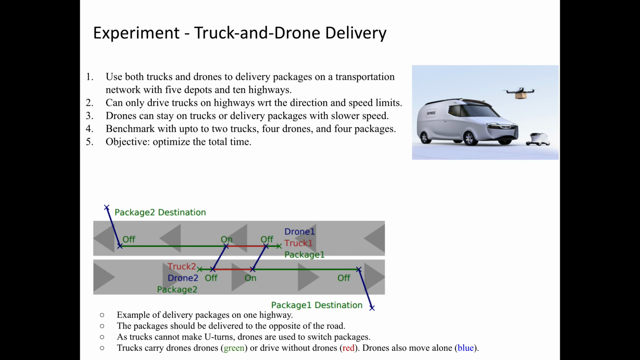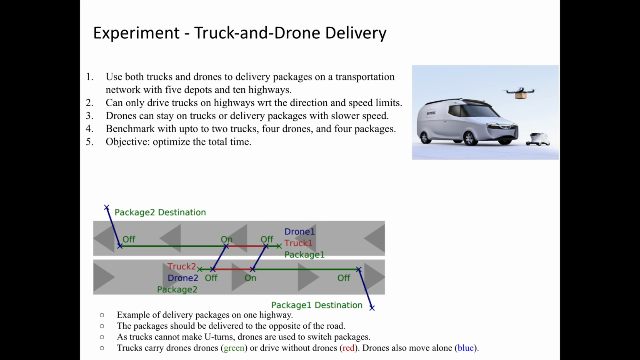The last domain is the truck and drone delivery domain. Here, we use both trucks and drones to deliver packages on a transportation network. The network has 5 depots and 10 highways. Trucks can only drive on highways by following the given direction and speed limits. The speed limits can be different on different highways. Drones can stay on trucks or deliver packages at a slower speed. In our experiment, we benchmark with up to 2 trucks, 4 drones, and 4 packages.